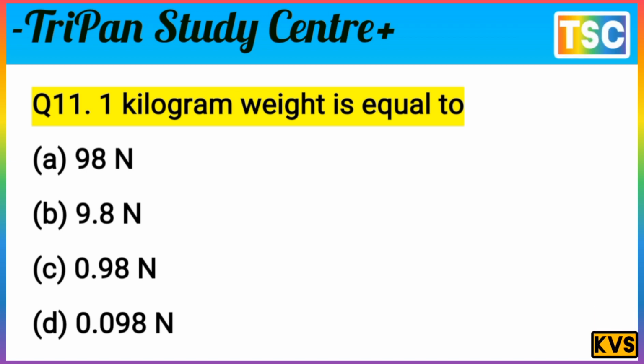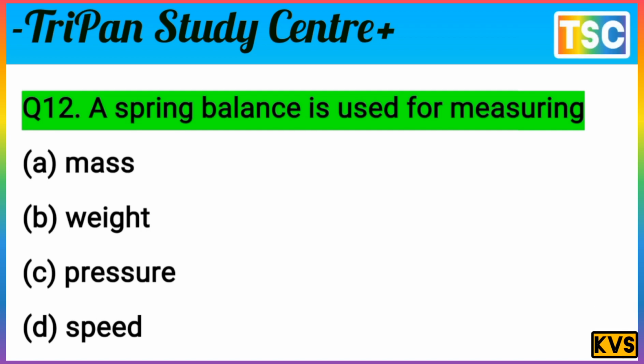There is 9.8 newton. 1 kilogram weight is equal to 9.8 newton. 9.8 is the correct answer for this question. Let's see the next question on your screen.